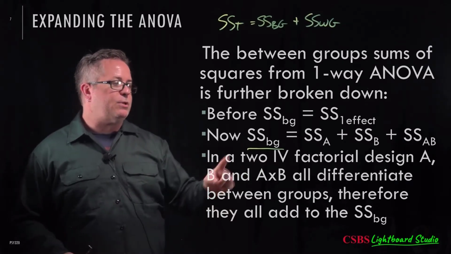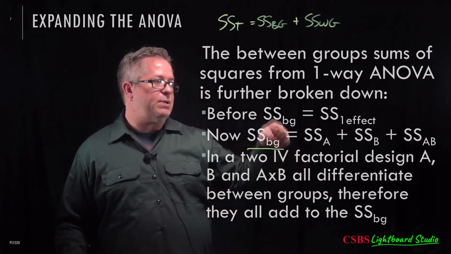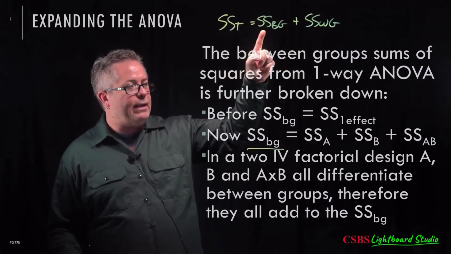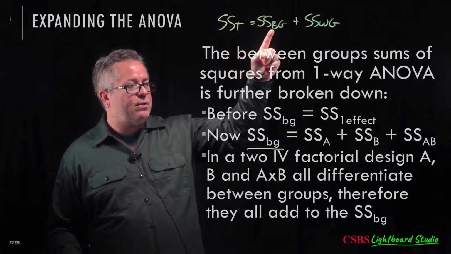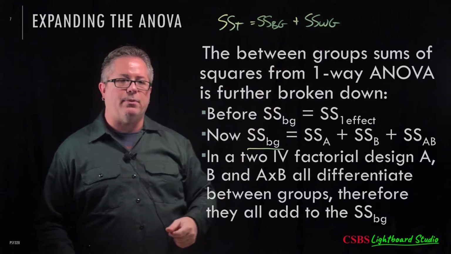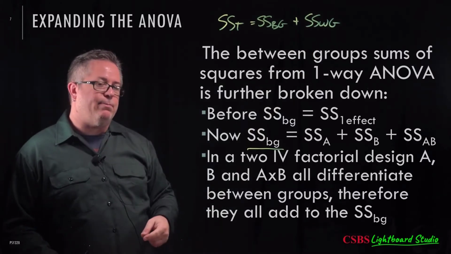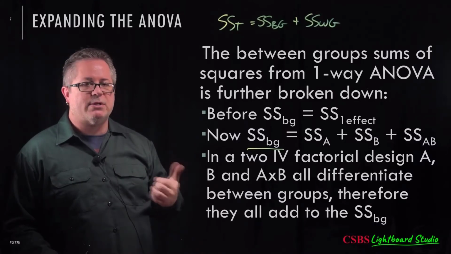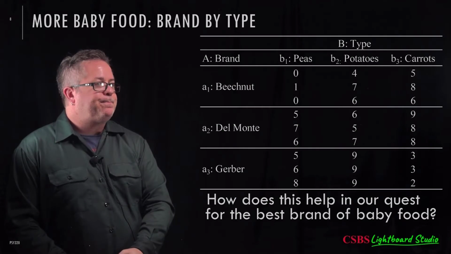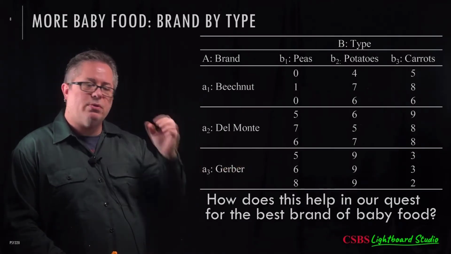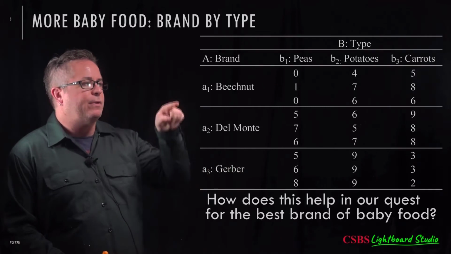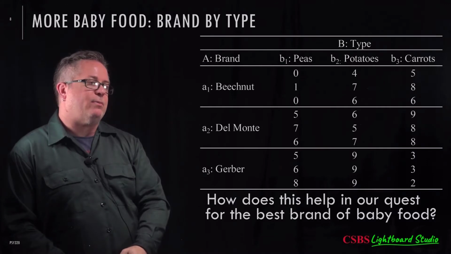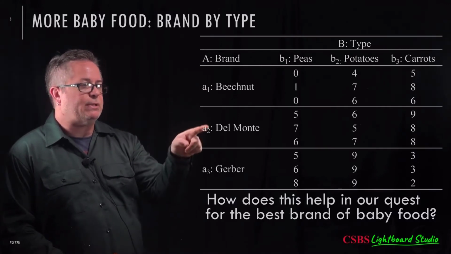Okay, so now this between groups is being split. Instead of just total, between, and within, I now have total, A, B, and the interaction, plus our within groups. So now we're expanding out to more sums of squares. We're going to have a sum of squares for each of those effects, the two main effects and the interaction. All right, so this is now our new data set, where the brand is now IV A. IV A is now the brand of baby food. It's the same: Beechnut, Del Monte, Gerber. Nothing's changed.